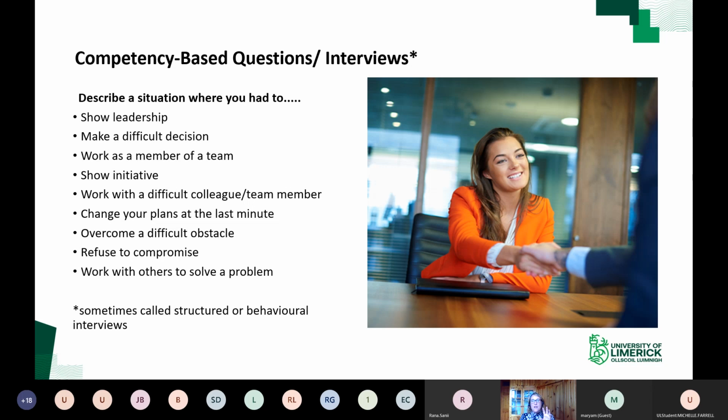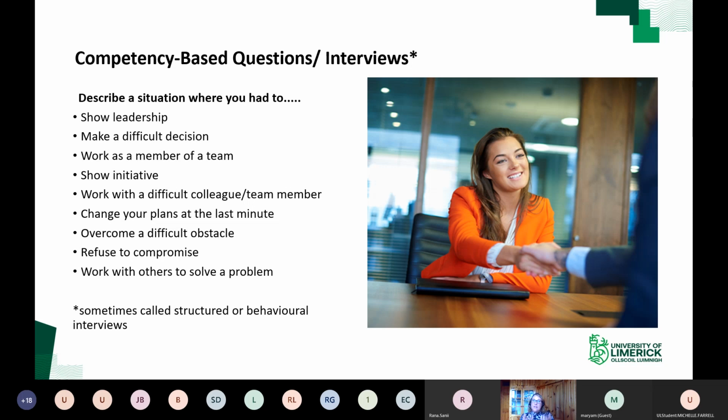The STAR technique is really, really useful to answer competency based questions. Competency based questions are often called structured or behavioral questions or behavioral interviews, and I think the best way to liken them is that it's like a story. So, describe a situation where you had to, and you see the list here, show leadership, make a difficult decision, work as a team.